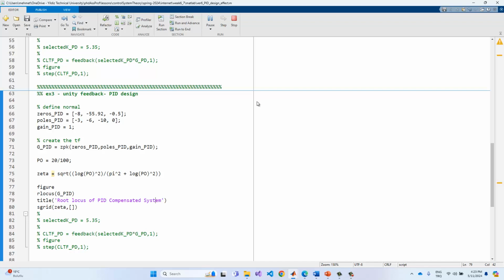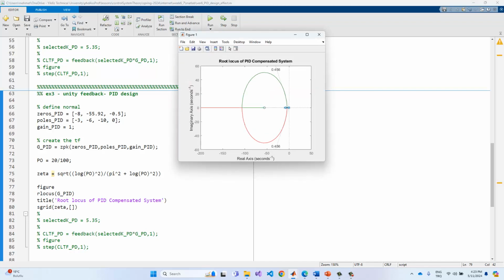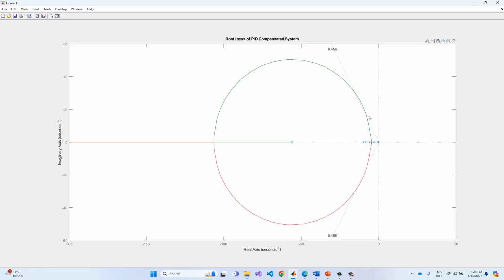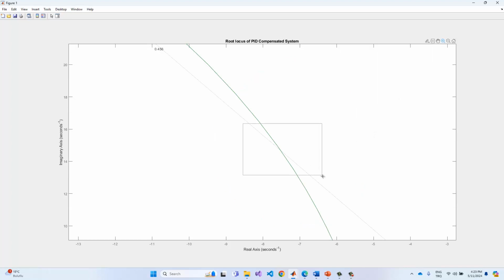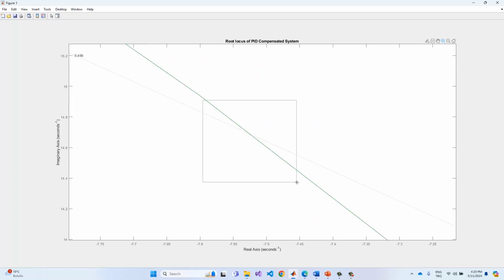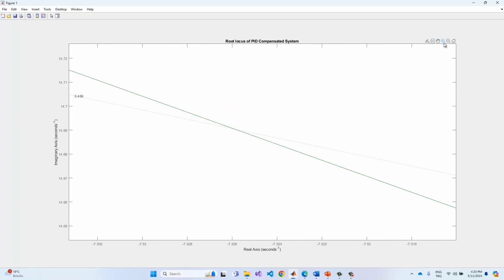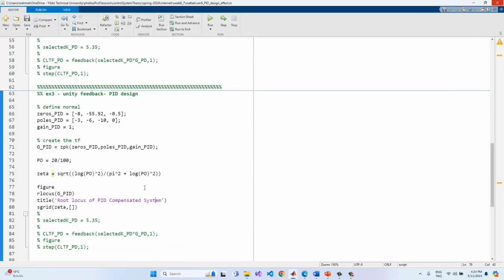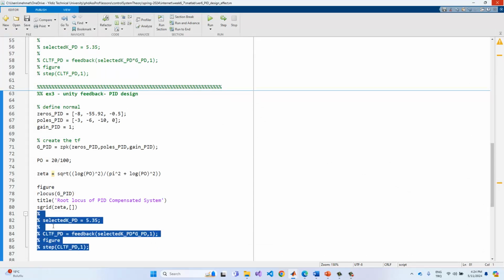If we rerun this code, then we need to select the new poles in here, just like this one. We need to close in on the intersection point of the zeta and our root locus, and then we can select our poles at 4.61. The overshoot and the damping ratio and other things are satisfied, our conditions are satisfied, but the selected gain is 4.61.